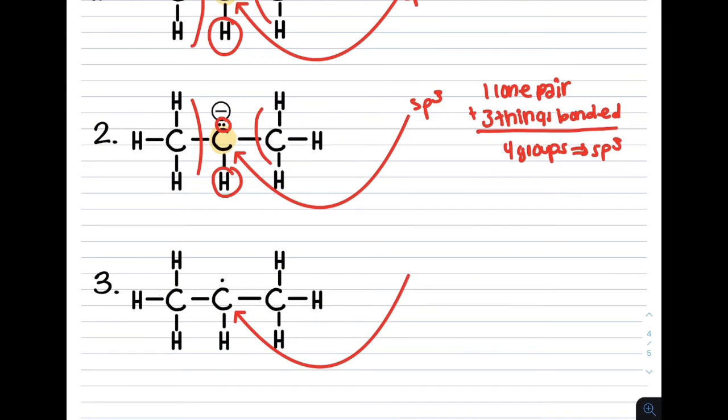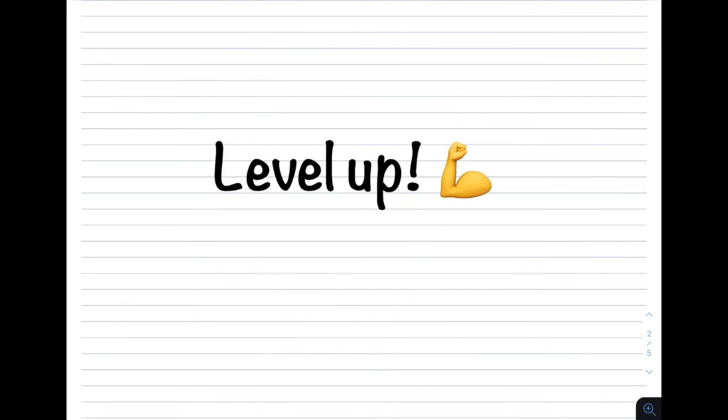And now for the third question, we have a carbon with an unpaired electron. Now some of you may be tempted to count that single unpaired electron as a group, but remember, only lone pairs and things bonded to the indicated atom are considered groups. A single unpaired electron is not a group. So, skip the single electron and we have 1, 2, 3 things bonded. That gives us 3 groups, and so we get sp2. And with that, we're leveling up.